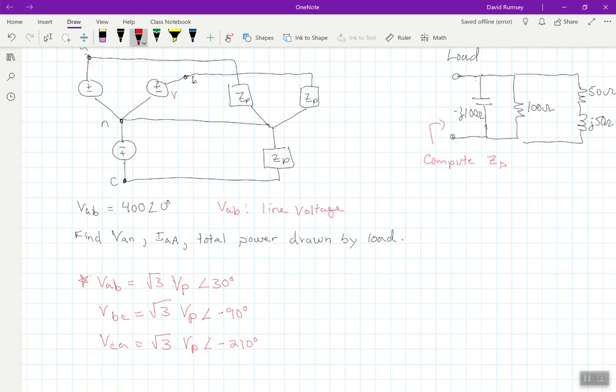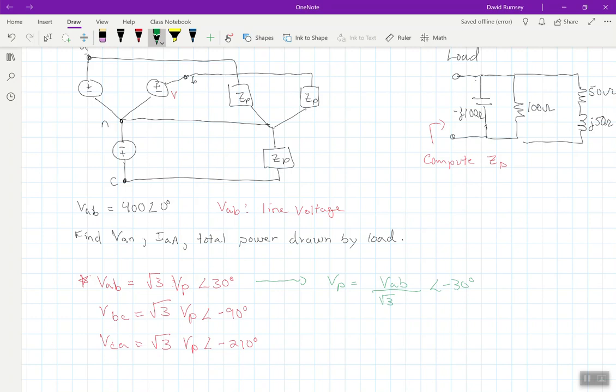Now, if we use this information, we can actually find our value for VP. If we think about VP as the source we want to find, we could rearrange this equation, and VP would be VAB divided by the square root of 3 at an angle of negative 30 degrees. Because if I divide by an angle of 30 degrees, I just get a negative 30. I get a subtraction there.